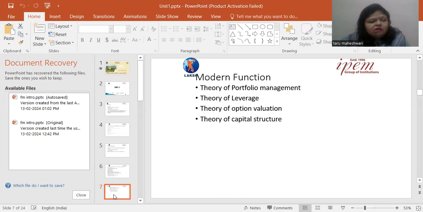The company takes into consideration how much it is levered. So the theory of leverage and option valuation, and the capital structure theory, all these theories were developed in the modern function. So that is all about what finance is, what financial management is, what the major concern areas are, and how the company manages the funds. The three most important decisions are the financing decision, the investment decision, and the dividend decision. So this is all about finance.